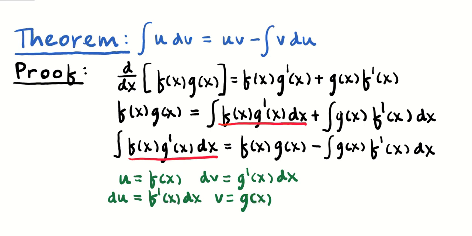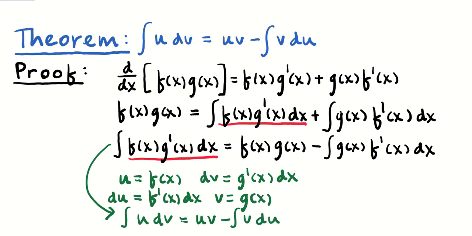And now I'm going to just pretty much translate this into my new u and v terminology, and I get the antiderivative of f of x is u, g prime of x dx is dv. That's going to equal f of x times g of x, which is u times v, minus the antiderivative of g of x is v, and f prime of x dx is du. And, well, that's what I'd set out to show you in the first place.